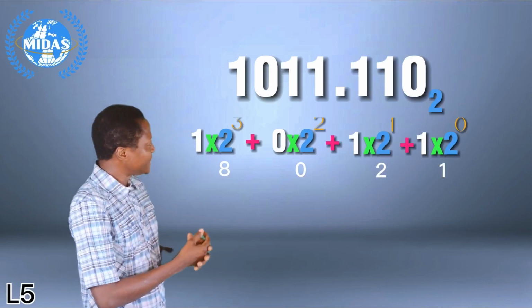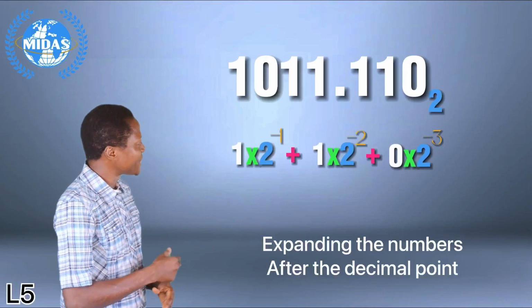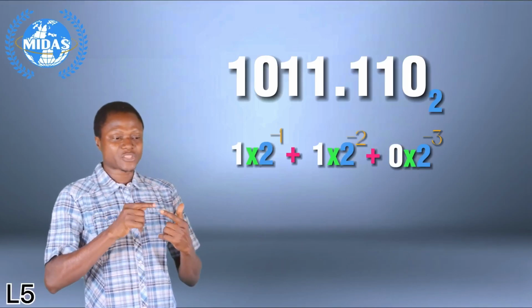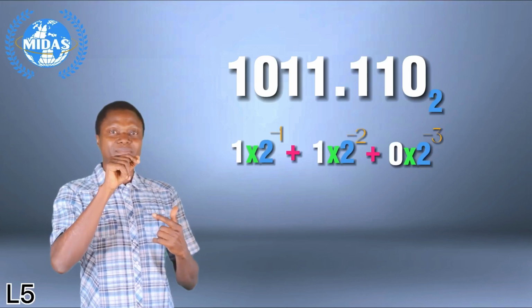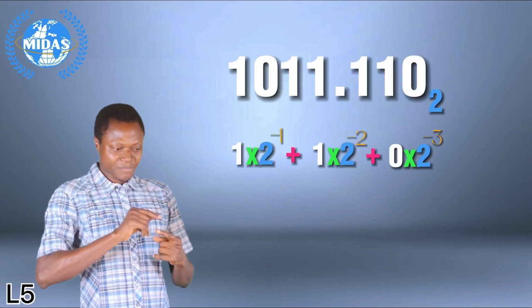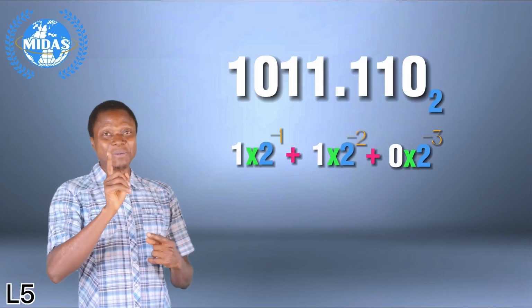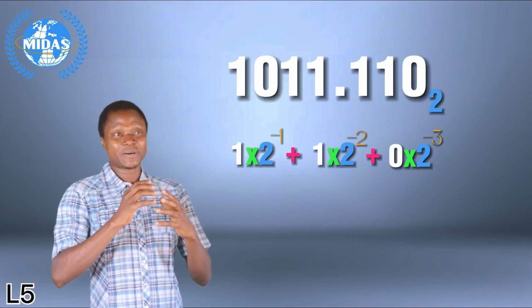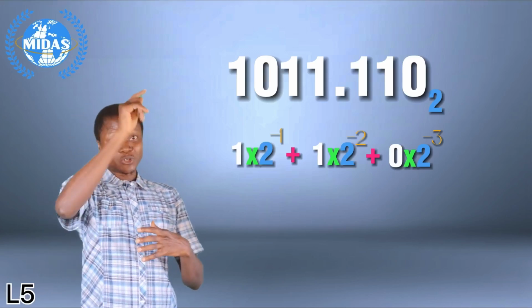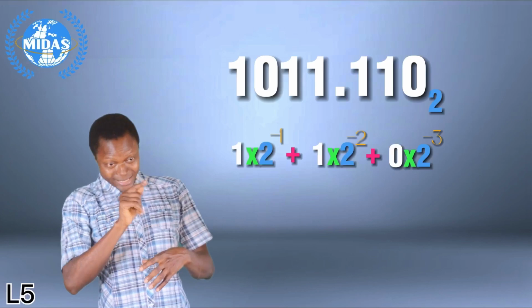So the next is 1 times 2 raised to the power of -1. Whenever you see any number raised to the power of minus something, think about it as 1 over the number raised to the power of that thing without the minus. So when you see any number raised to the power of minus something, just put 1 on top and put it over the number and then cancel that minus.